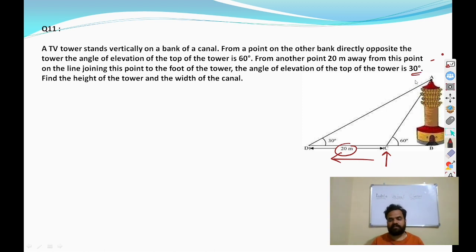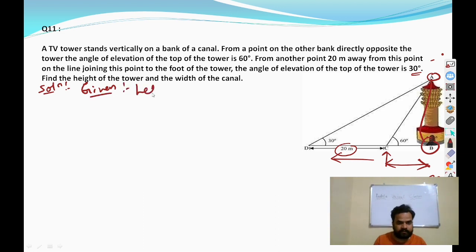So two points they have given, and the distance between the two points is also given. They are asking to find the height of the tower. This height AB, this total height AB you need to find, and the width of the canal, this is BC. These two you need to find, AB in the figure as well as BC, right? So write the solution, all of you. Write given.